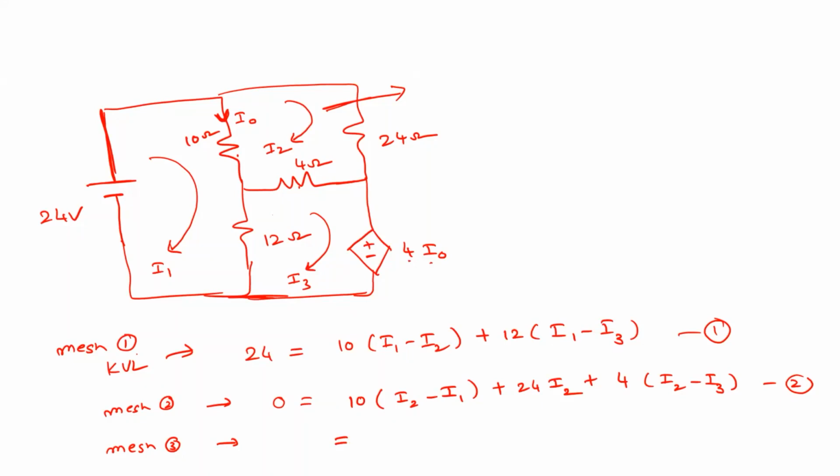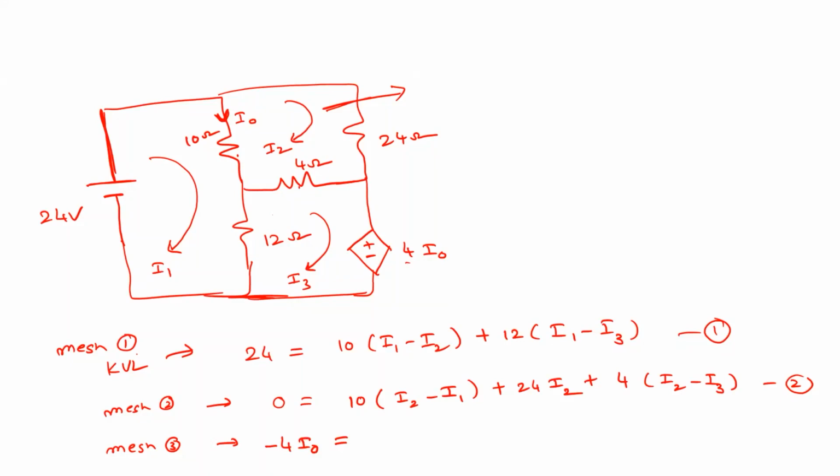I naught is what we are supposed to calculate. I naught is I1 minus I2. Why minus 4 I naught? Because the current is leaving, so we treat this as a voltage source, and its value is 4 I naught, giving minus 4 I naught. Agree, everyone? Yes, sir.